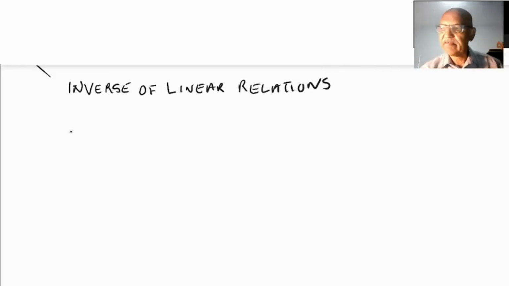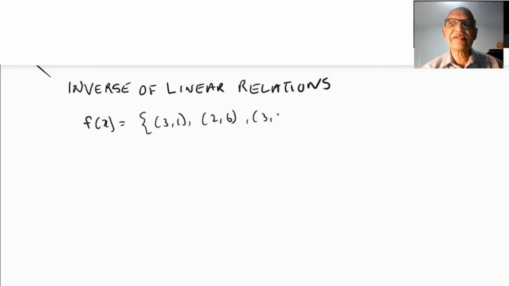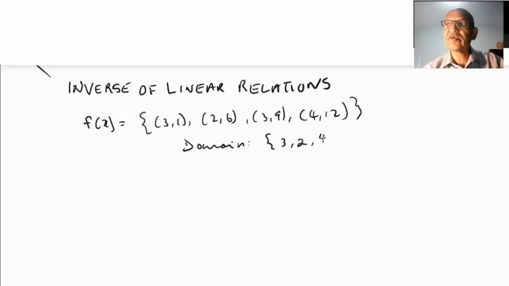So if I have a function f(x), and this function is a set of (3, 1), (2, 6), (3, 9), and (4, 12). This is a set. So let's see the domain here. The domain is the x values, which is 3, 2, 3, we have it again here, and 4.